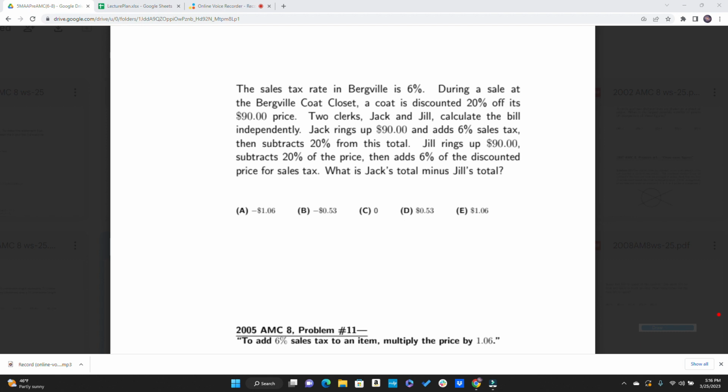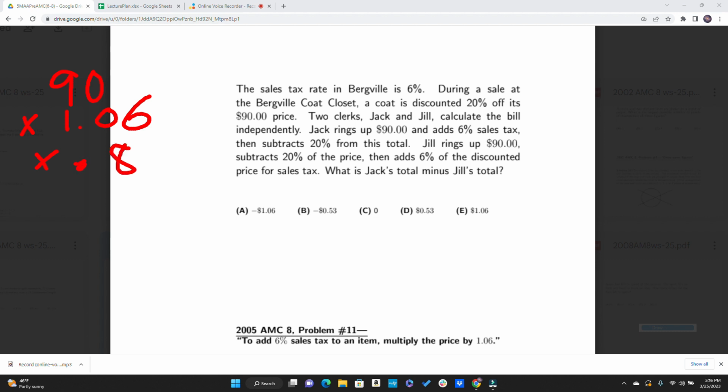Okay? So let's draw out what they're both doing. So Jack is going to add 6% sales tax. So Jack's going to take the $90 and he's going to make it 106%. So he's going to add 6%. And a way we could show that being done is by multiplying the $90 by 1.06. Right? It's going to keep 100% and add 6%. Then he's going to subtract 20%. So what's left after he subtracts 20% is 80%, right? So we've got 100% minus 20% would be 80%. So then he'll multiply that by 0.8 for the 80%, right?